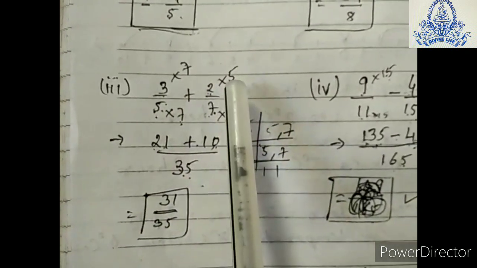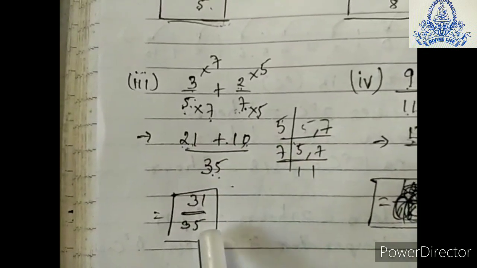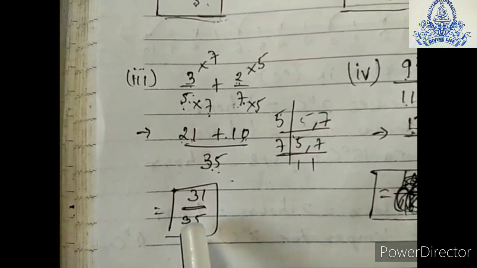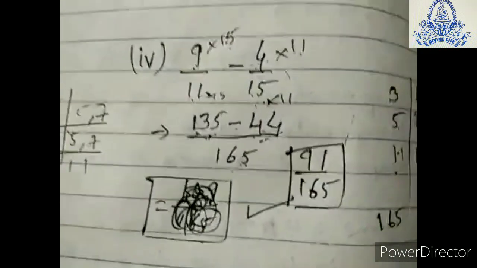So 5 will multiply by the numerator, that is 2. 5 twos are 10. So 7 threes are 21, and 5 twos are 10. So 21 plus 10 we get 31 upon 35. Final answer. Same way, if you move to the next, a subtraction, here you can see 9 upon 11 and 4 upon 15.